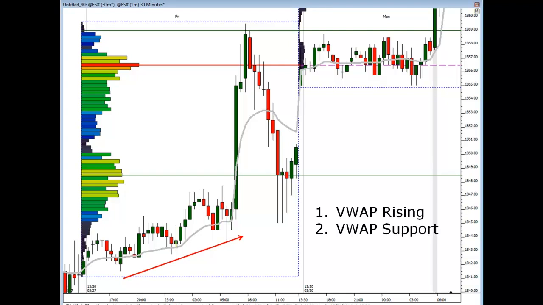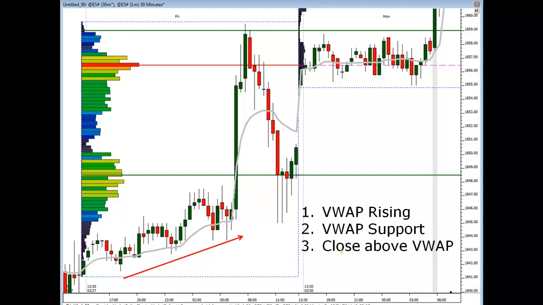Using the VWAP as support, every time prices drop below the VWAP and then come back up and take out the high of the prior candle, that is an entry opportunity for you. So let me repeat. Close above the VWAP. Here we are going to close above, and in this case we still don't have the profile developed, so we're not using any of the profile parameters.